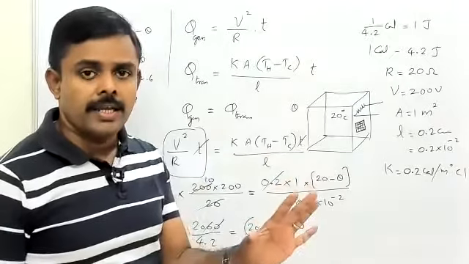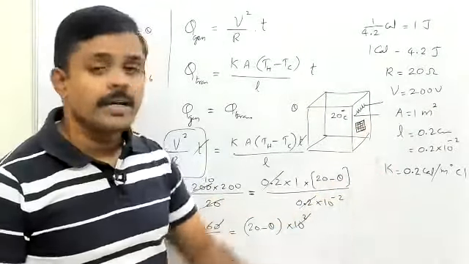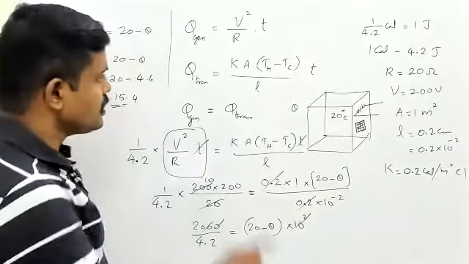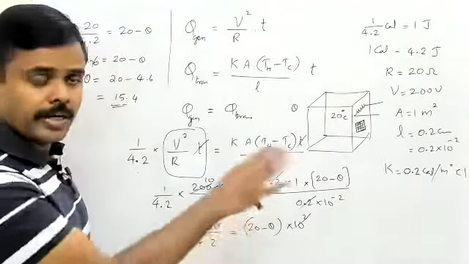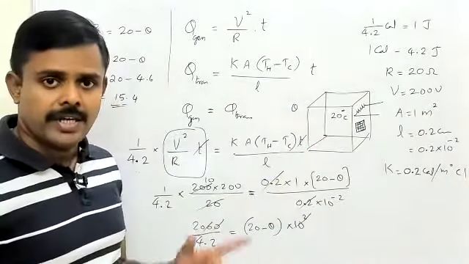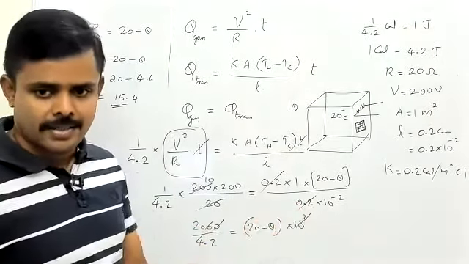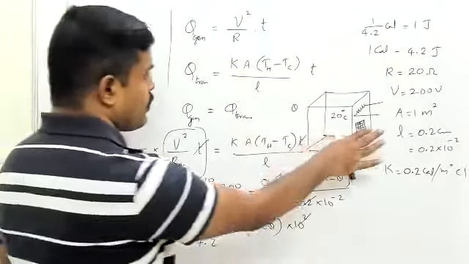But fortunately, they have said that heat is transported through the window only. So the window area alone is to be taken. The other walls are perfectly insulating. That is why heat is transported only through the window. But if there was a question saying all the walls are conducting, understood? Then you will take the whole area. Here, fortunately, we have only the window area.